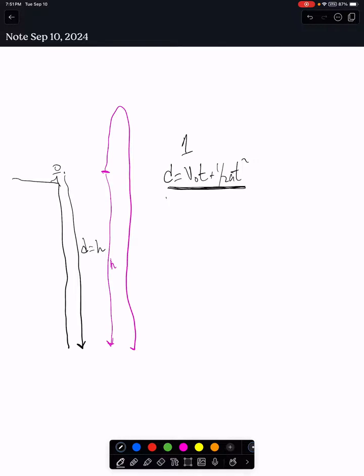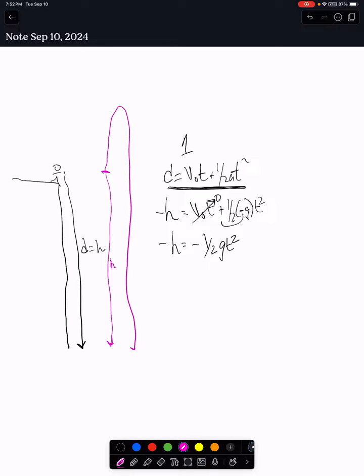It fell distance H. H is down, we make it negative. It equals V naught, which is what we're looking for. We will not assign a sign to V naught. It's supposed to be unknown. T plus 1/2, and G is down, negative, T squared. Since she dropped it, this part of the expression is 0, so we end up with negative H equals, I'm going to pull the negative out of there, negative 1/2 GT squared.